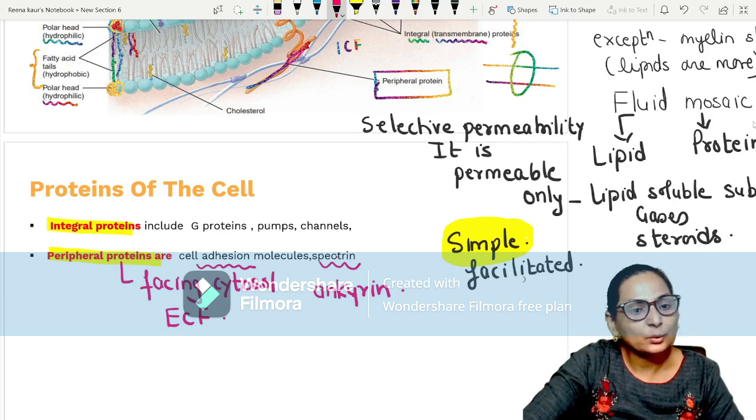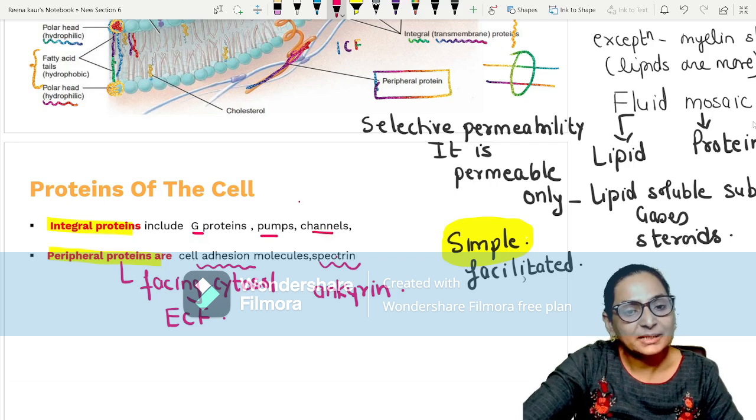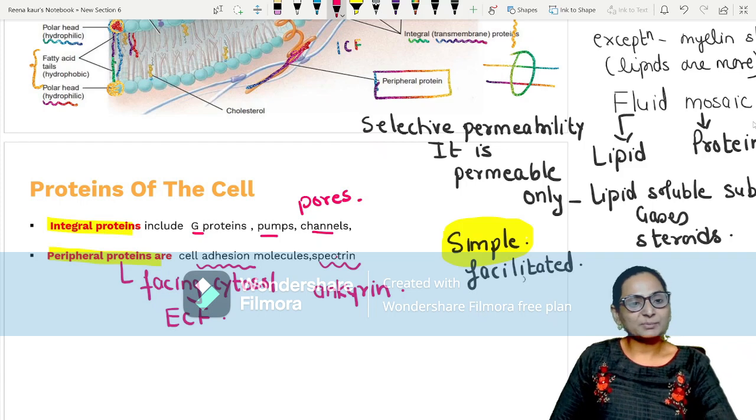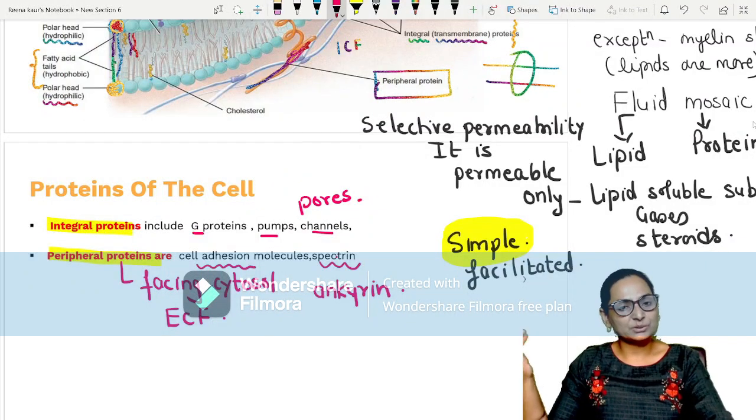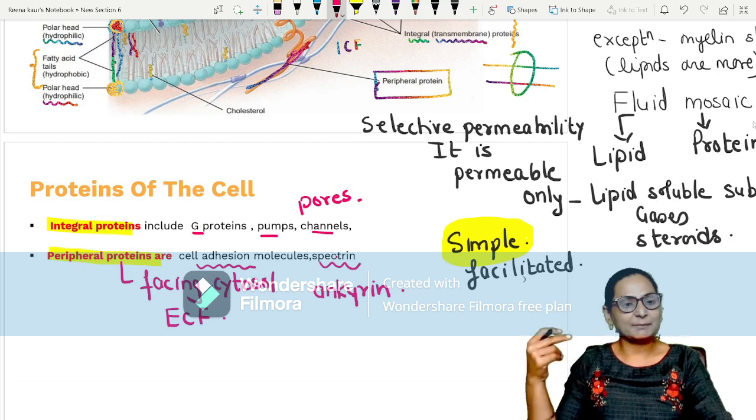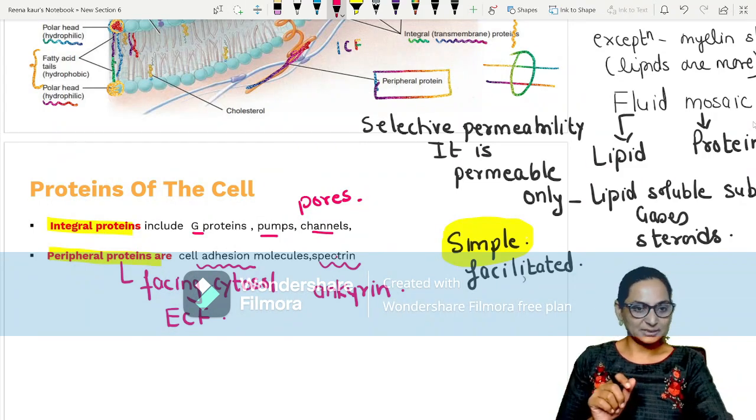Integral proteins include your G proteins, your pumps, channels, even pores. That means anything which is allowing the transport of substances through the cell membrane will be integral proteins, like glucose transportation or transportation of any other substance passing through the cell membrane.